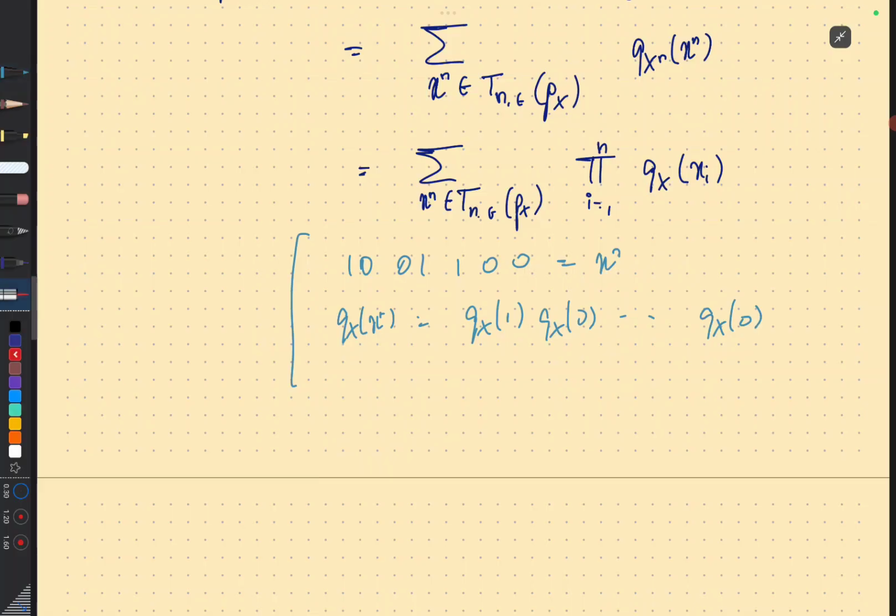But then if you look at this particular quantity, there are only two distinct terms. They basically repeat. So this is equal to qx of 1 cubed times qx of 0 to the power of 4, because it repeats 4 times.